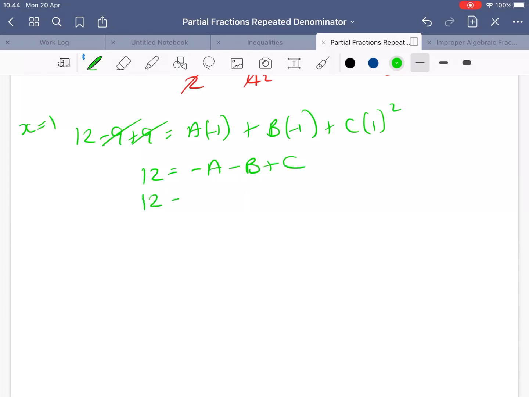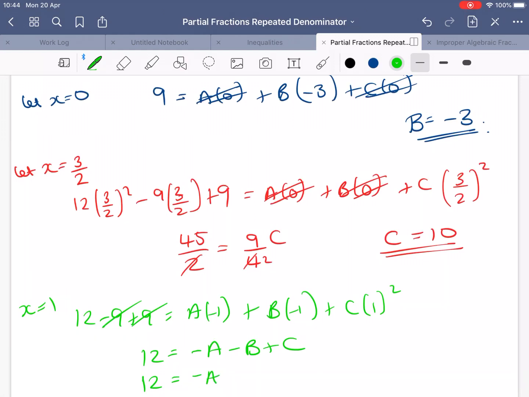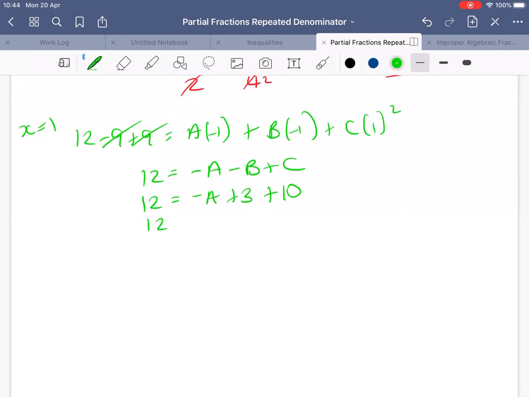Let's put those values in that we'd worked out. So we had minus A, because we still don't know what A is. Now minus B. B is minus 3, so I've got minus 3. So that becomes plus 3 plus 10. So 12 is minus A plus 13. So guess what? A equals 1. Okay. And now I can write my final solution.